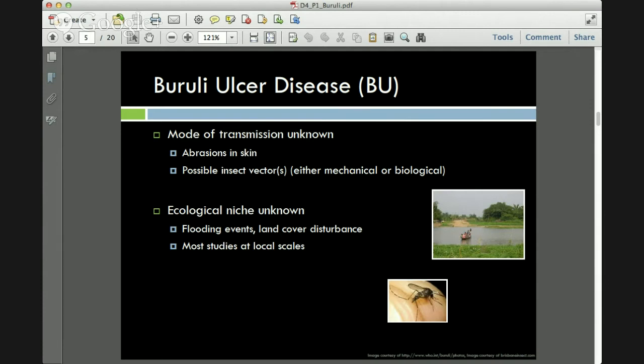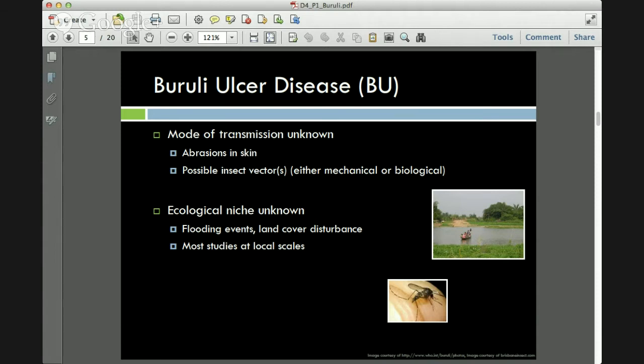Other challenges with Buruli ulcer disease is that the mode of transmission is unknown. So one hypothesis is that people get abrasions in their skin and the bacteria enters through these abrasions. And some people are researching the possibility of insect vectors that may be either mechanical or biological transmission. But if this is the case that there's an insect vector, it would be the first mycobacterium known to be transmitted by a vector. Additionally, the ecological niche of the bacteria is unknown.